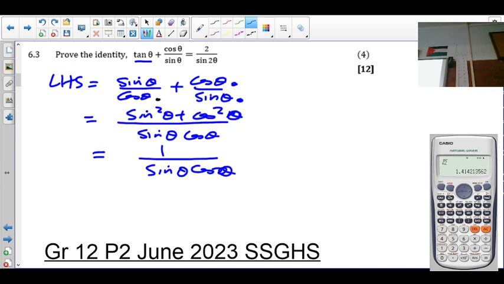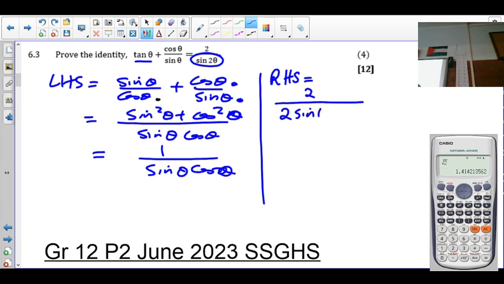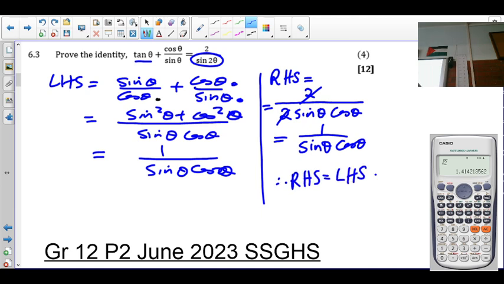I can either multiply numerator and denominator by 2 and then make it look like the right hand side, or you can work with the right hand side and say, okay, what can happen to sin 2 theta? It can be written as 2 sin theta cos theta. So what's going to happen here? The 2s cancel, leaving you with 1 over sin theta cos theta. Therefore the right hand side equals the left hand side.